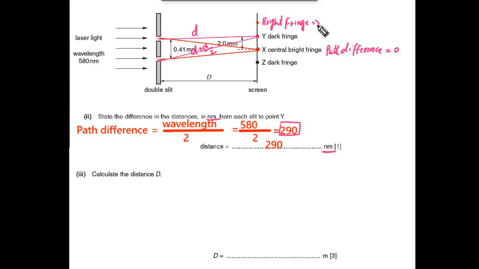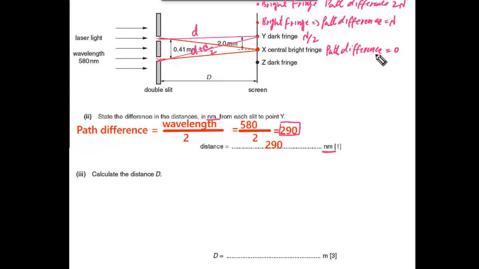For this one, the path difference has to be equal to 1 lambda. And for this one, it has to be equal to lambda by 2. And if there is next, for example, another bright fringe here, for that bright fringe, the path difference has to be equal to 2 lambda. And so on. So like this, for bright fringes, you just add 1 lambda.